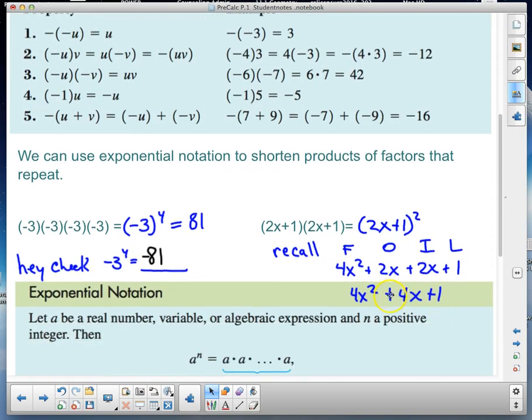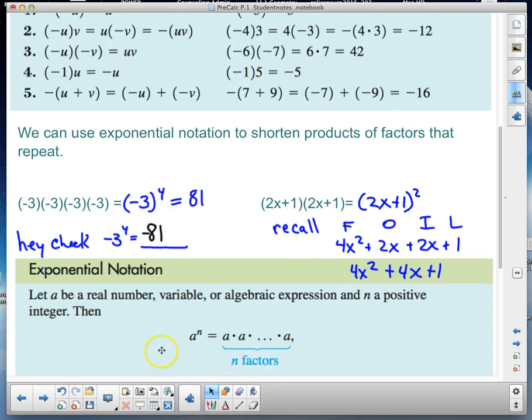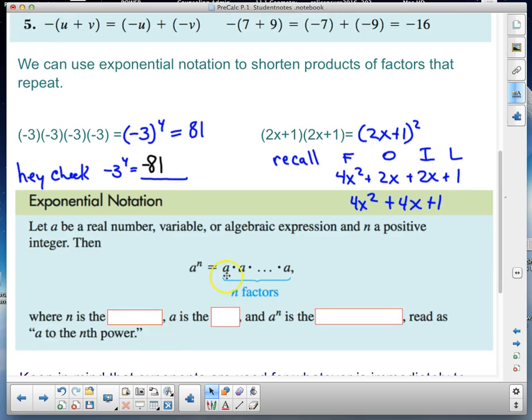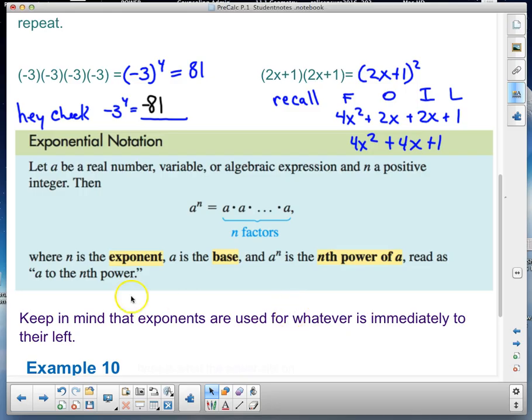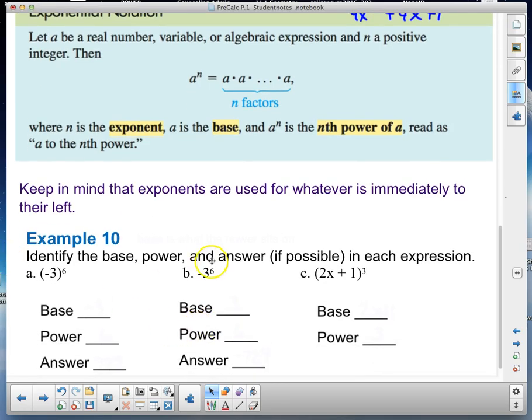Now, exponential notation: let a be a real number, variable, or algebraic expression, and n a positive integer. Then a to the nth power is a times itself n times, where n is the exponent, a is the base, and a to the n is the nth power of a, read as a to the nth power. Keep in mind the exponents are used for whatever is immediately to their left. Identify the base and power and answer if possible in each expression.